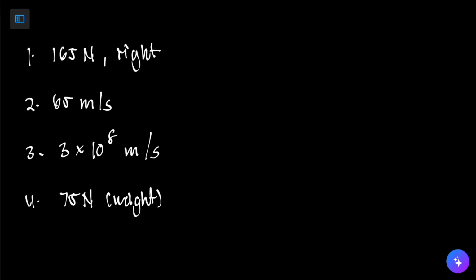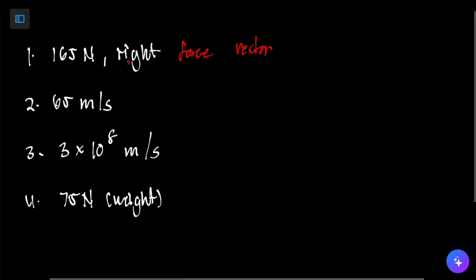So let us answer this one. This one is describing force. So meaning it's a vector quantity because it's applying 165 newtons of force to the right direction. The fact that it already has a direction there implies that it's a vector.